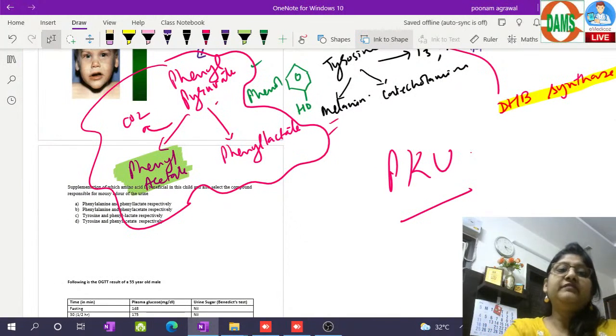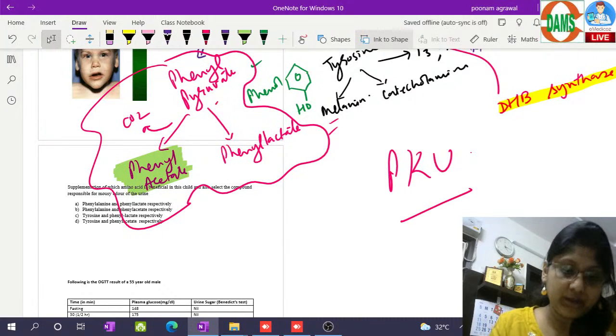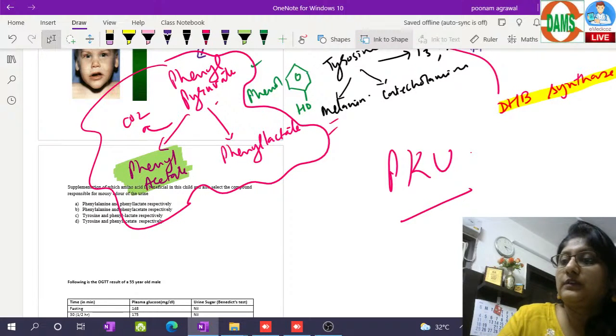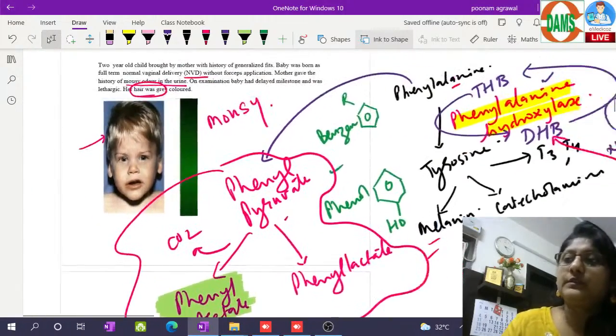Ferric chloride, the leafy green color or bluish green color is the positive color, but that ferric chloride test is given positive by many inborn disorders of amino acid metabolism, like alkaptonuria, tyrosinemias, and homocystinuria. We tend to have a positive ferric chloride test. So we have to confirm the positive ferric chloride test with the help of the Guthrie test.